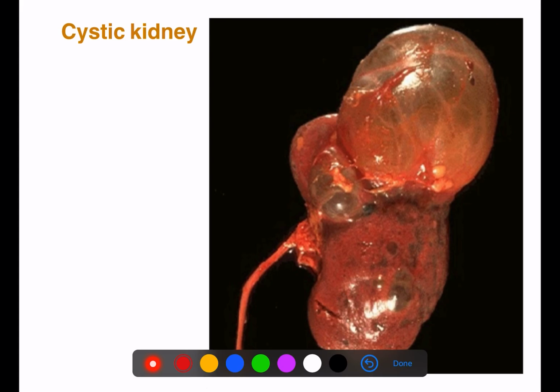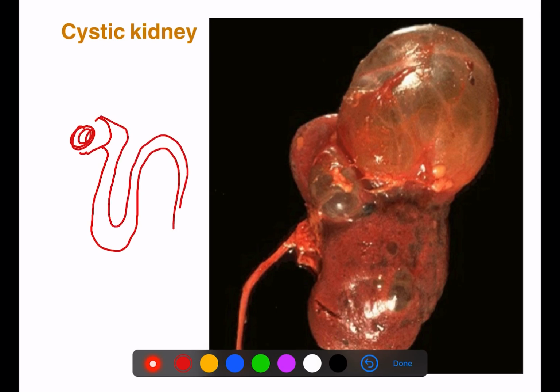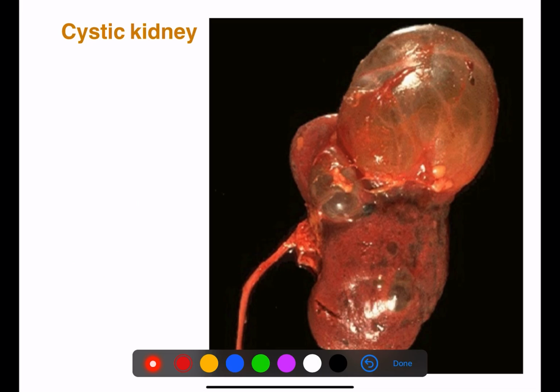As we said before, there is a glomerulus and a collecting tubule. This part of the collecting tubule may be dilated. This dilation can be observed by the naked eye, and it is filled with water. This dilation is called type 1 cyst formation. There is also type 2 cyst formation.